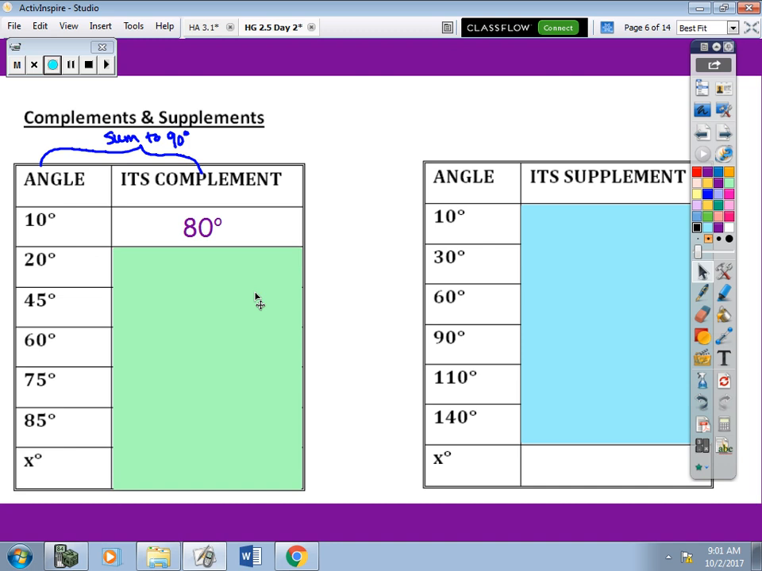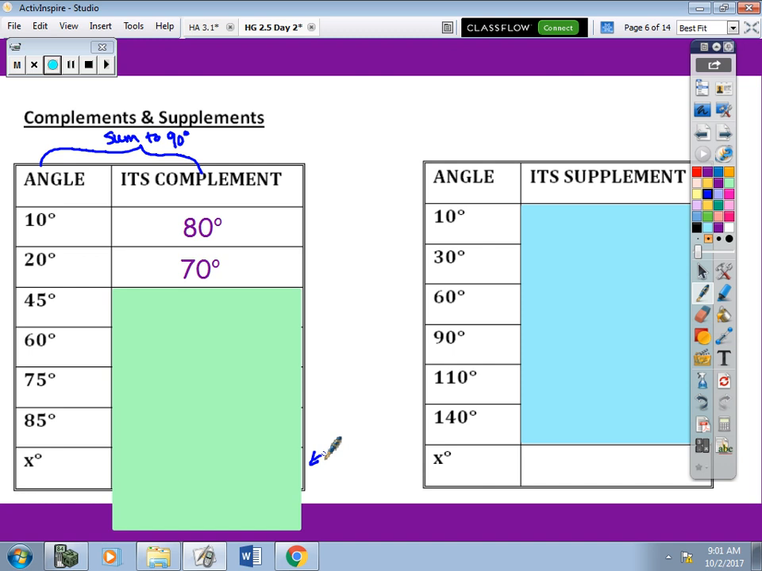The supplement of 20 would be? Marquise? 70. Very good. See if you can complete the rest of them and see if you can come up with an expression using numbers and x to represent the last row. It's like a rule we could use for any angle. Expression to represent the complement of any angle x, that's x degrees.